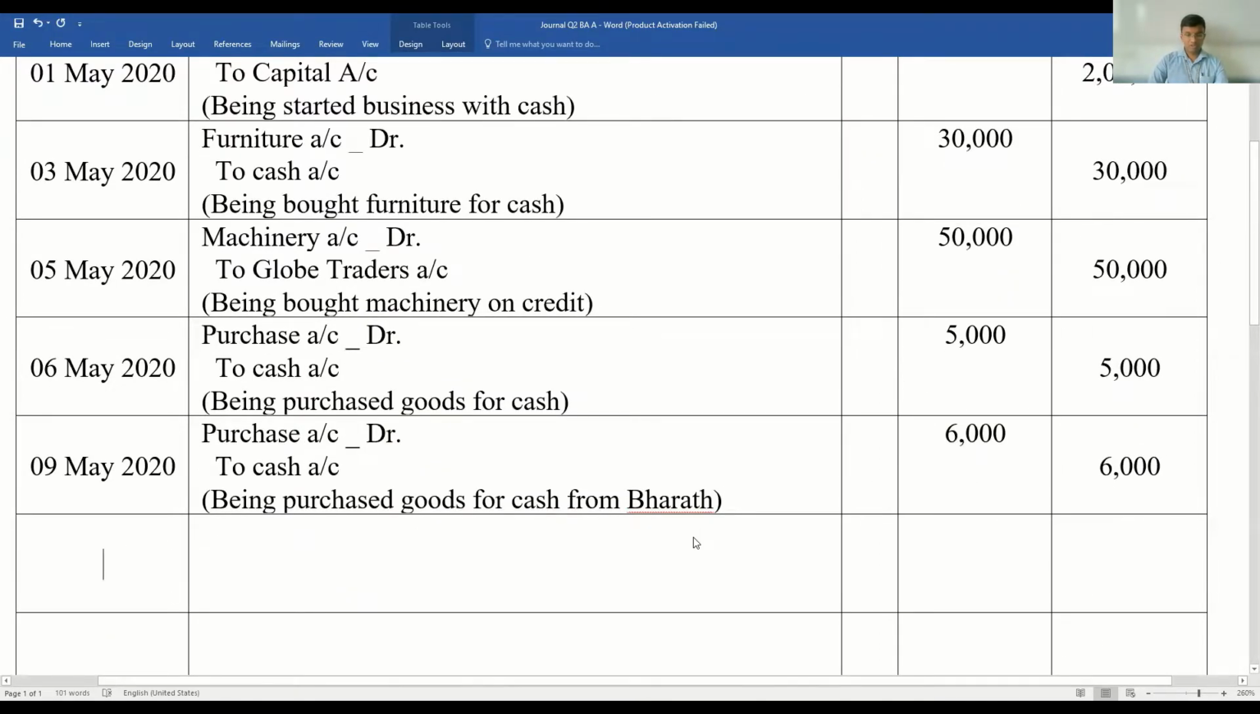We are moving on to the transaction on 12th May. It tells us that 12th May, purchase goods from Thomas. Now, notice over here, the transaction is mentioned to be you are purchasing goods from Thomas. But it has not been stated whether it is for cash or whether it's on credit.